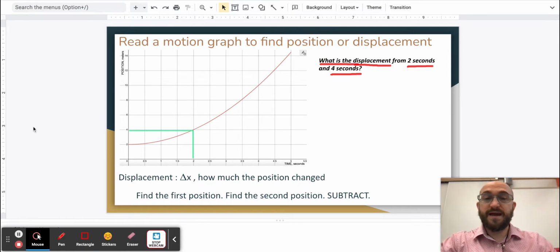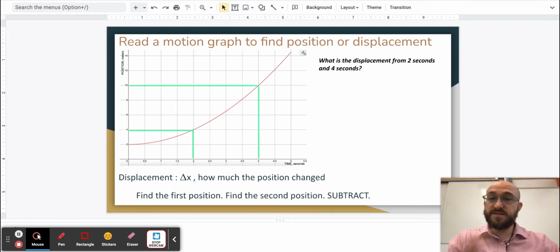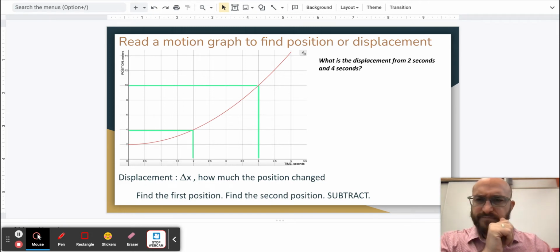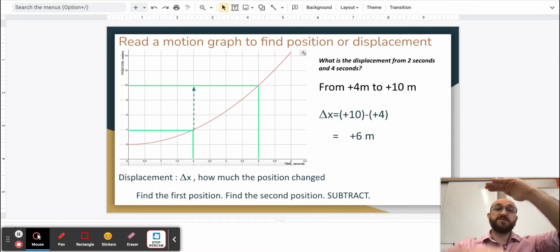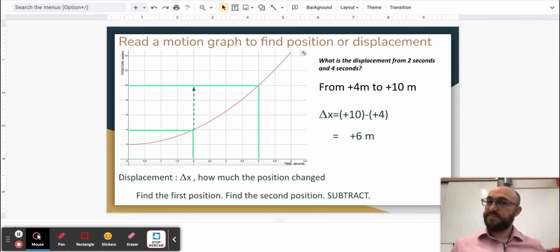All right, so using that, I know I'm doing displacement. I already know my position at 2 seconds. Then I do the same thing for 4 seconds. All right, I go from 4 meters up to 10 meters. To find displacement, I want that change. So I do 10, subtract 4. The answer is positive 6 meters. And there, we are done with the first learning intention.